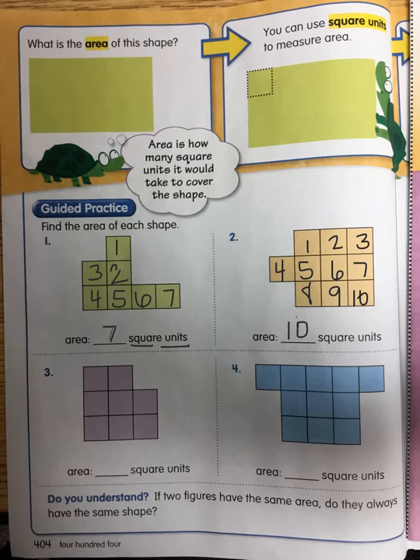Number 3, what is the area of this purple shape? We have 1, 2, 3, 4, 5, 6, 7, 8. The area of this shape is 8 square units. Number 4, we have 1, 2, 3, 4, 5, 6, 7, 8, 9, 10, 11. The area of this shape is 11 square units.